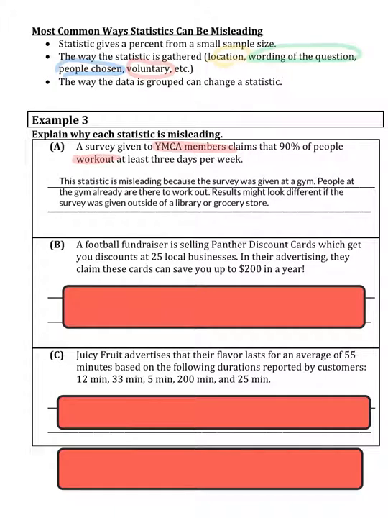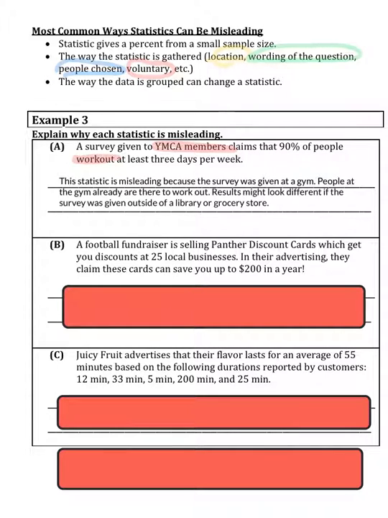Well, this statistic is misleading because the survey was given at a gym. People at the gym already are there to work out, right? If you already are a member of the YMCA, you probably value being healthy and working out. Results might look different if the survey was given at a more neutral place, like at a library or a grocery store. You'd have more varied people there. Okay, good. Let's look at the second one.